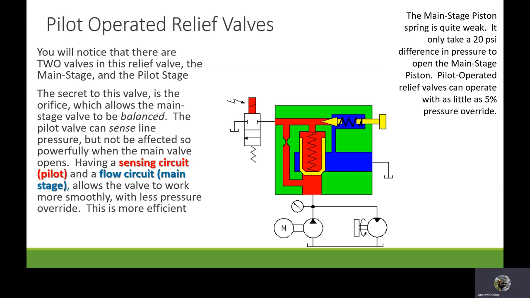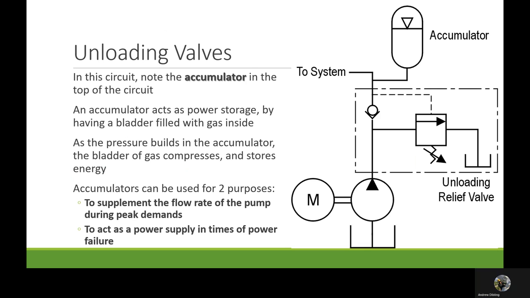So for instance, if I have a system that has a pressure relief valve set at 100 bar and full flow pressure through that pressure relief valve is 150 bar, I have a 50% pressure override. This valve allows us, with the internal pilot mechanism, to reduce that to as little as 5% pressure override, which significantly reduces the amount of energy required to pump the fluid around the system.